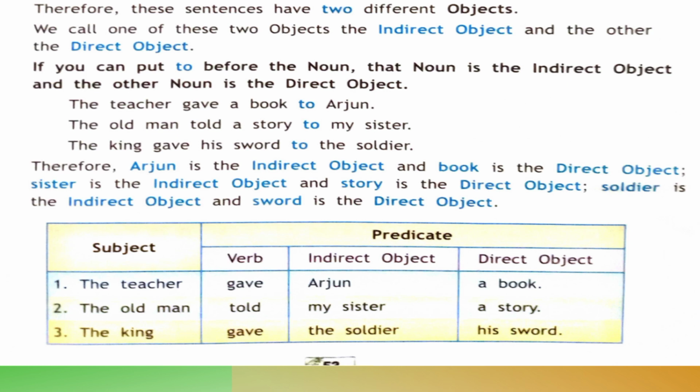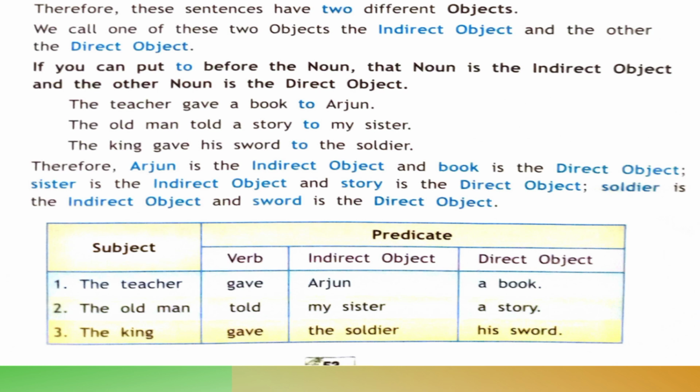The old woman told a story to my sister. So the subject here is the old woman. The verb is told. The indirect object is what? My sister, because I am able to add "to" before the noun. And the direct object is a story. You got it, children? Okay, let's see the next sentence.